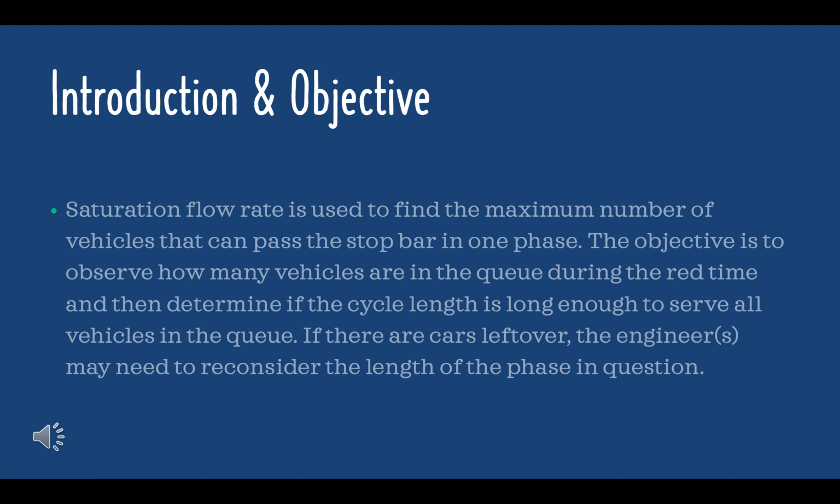Saturation flow rate is used to find the maximum number of vehicles that can pass the stop bar in one phase. The objective is to observe how many vehicles are in the queue during the red time and then determine if the cycle length is long enough to serve all vehicles in the queue. If there are cars left over, the engineer may need to reconsider the length of the phase in question.